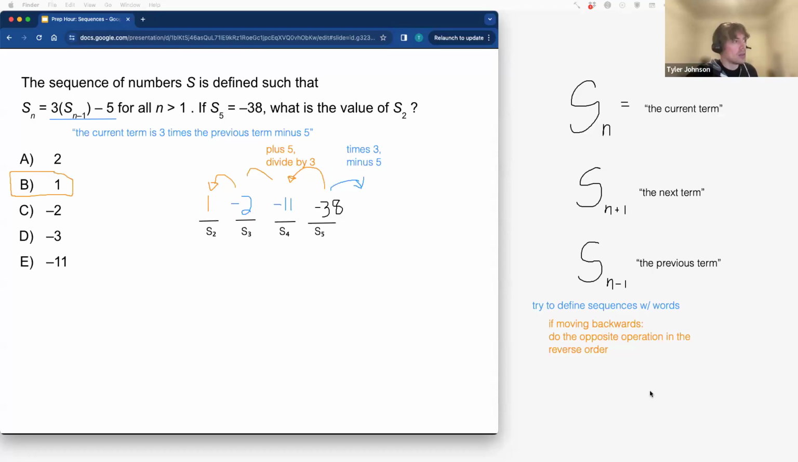All right, so here is one more. I won't say anything else. I'll just give it to you. Try this one.